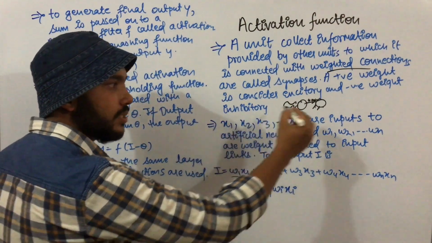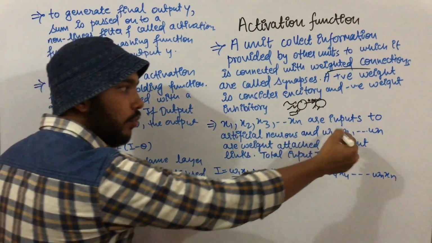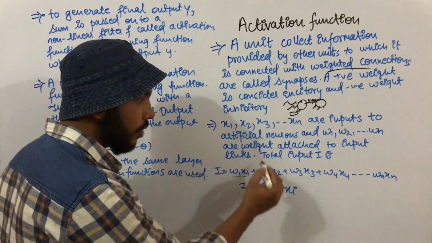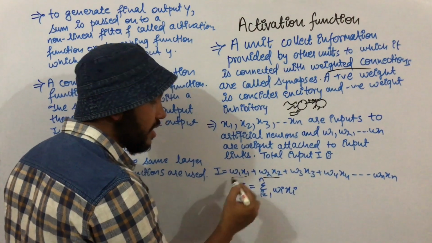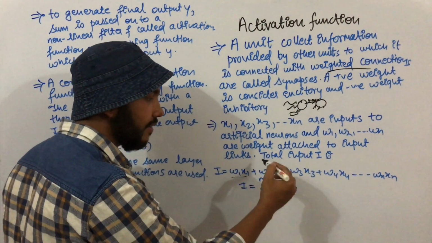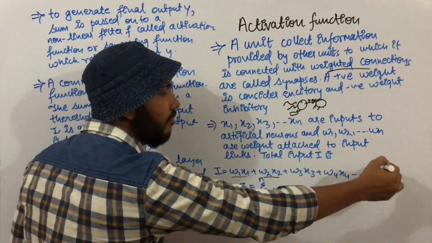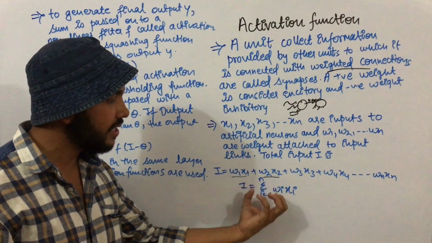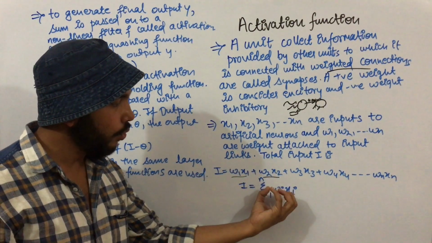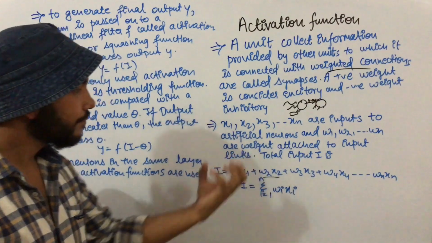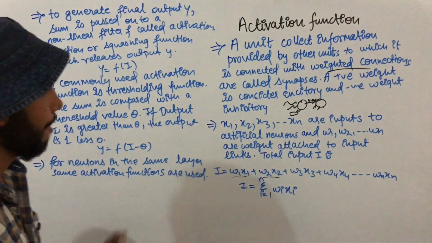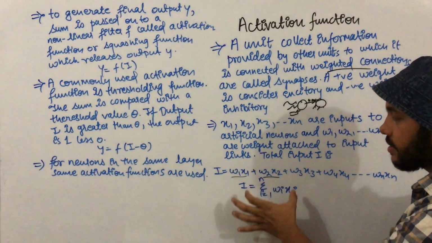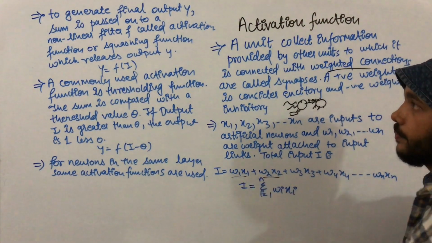X2. Here X1, X2 are our inputs, and W1 is the weight associated with this input, and we calculate this total input I as the sum of W1 X1 plus W2 X2 and so on up to Wn Xn, which we can write as I equals summation from i equals 1 to n of Wi into Xi. This is our input, or what we call the adder. So this is the adder function value.